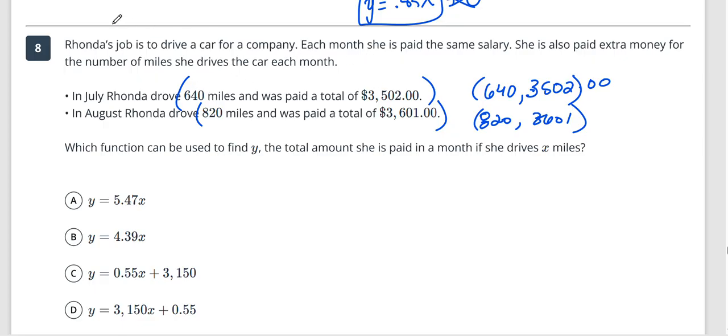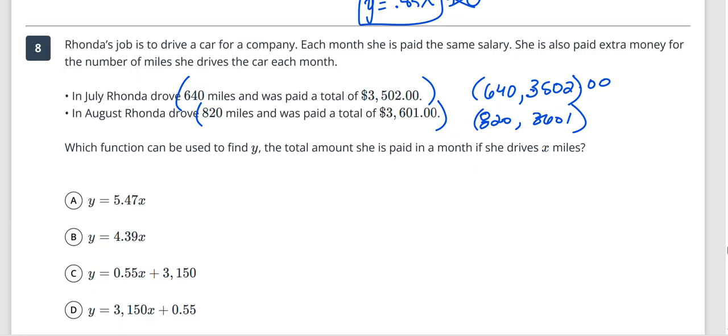Okay, maybe read it, I guess. Rhonda's job is to drive a car company. Each month, she is paid the same salary. She is also paid extra money for the number of miles she drives that car each month. In July, Rhonda drove this many miles and then was paid that. You see how this comes first and then second. In August, she drove that much and then was paid that. So those are my coordinates.